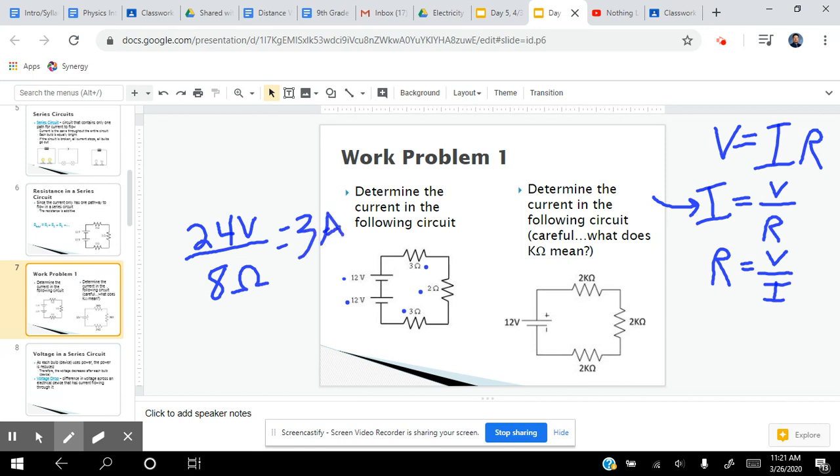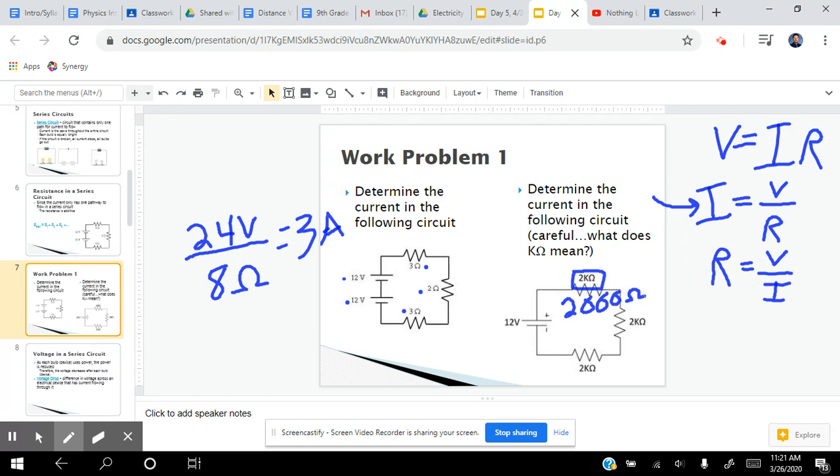All right, now the second one says determine the current in this circuit. Just be careful when you see this. These ones have a K and then omega, that is kiloohms. So instead of being just ohms, it's kiloohms. We have to have this in ohms. In order for it to work in Ohm's law equation, it has to be in ohms. So you can't just plug in 2 for every single one of these. You would actually have to say these are going to be 2,000 ohms for each of these.